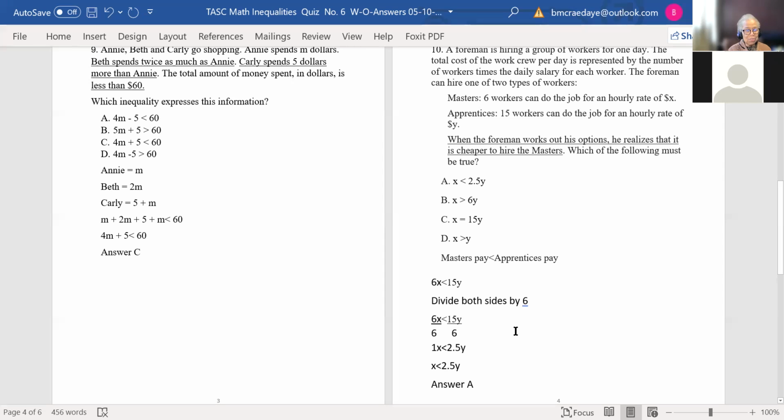So this is the way you set it up, Maureen, and you got the right answer, A. You divided the 6 into the 15. That goes 2.5 times, or 2.5. So the answer is A.